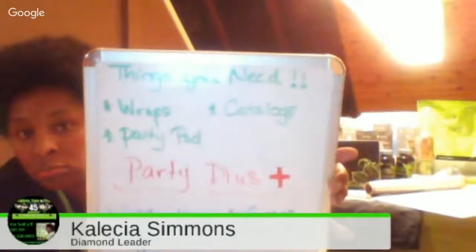So I'll show you my clipboard. The things that you need first: wraps, catalogs, and your party pad. So in your kit, you got a box of wraps. There's 4 in here. That's $100. Your party pad. What's a party pad, Calicia? I don't even know what that is. Yours may look different from mine, but it's the little half booklet. Looks just like this. It's a half booklet.